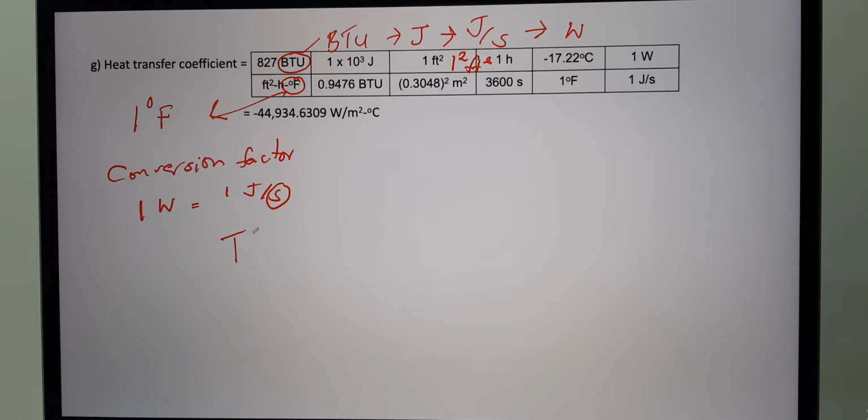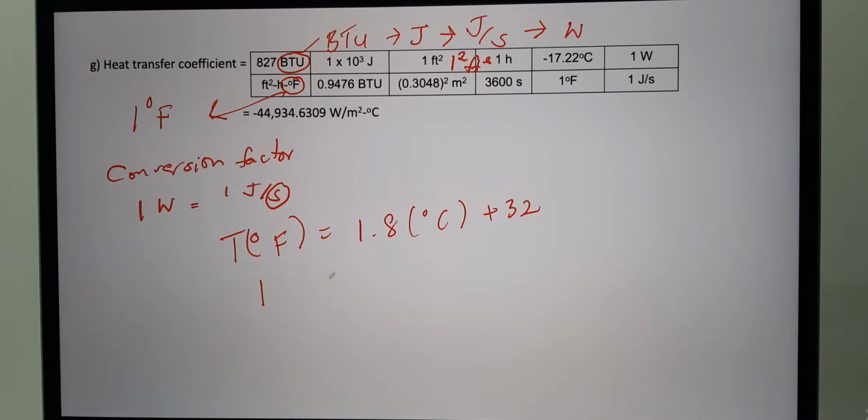The temperature T in degree Fahrenheit equals 1.8 times degree Celsius plus 32. Now we want to convert to degree Celsius. So this particular T, you need to change to 1 degree Fahrenheit. For example, the value is 1 degree Fahrenheit. So 1 equals 1.8 times degree Celsius plus 32.